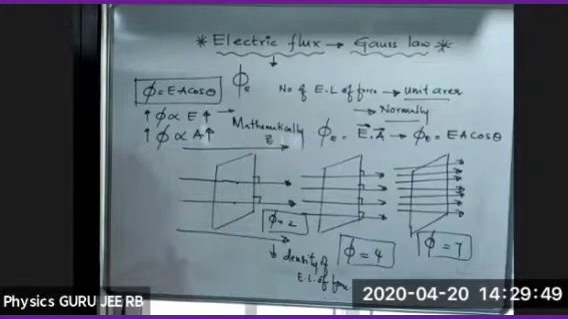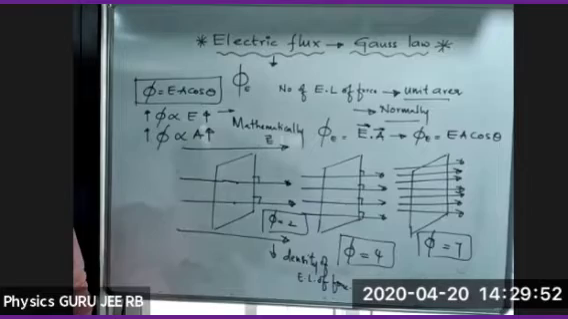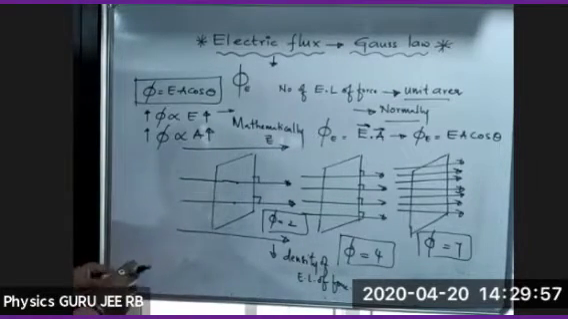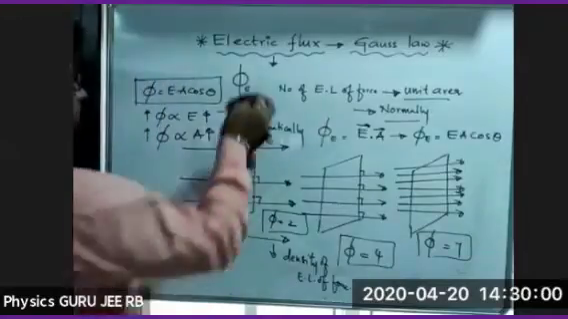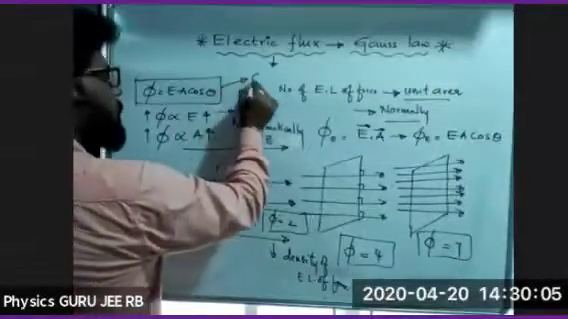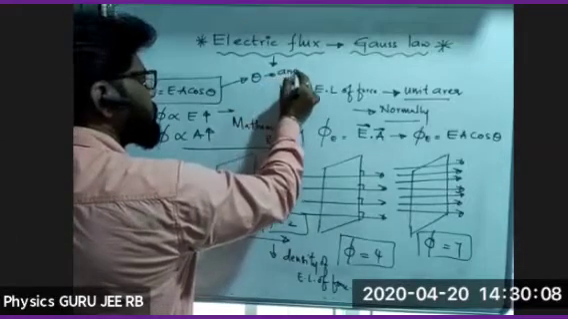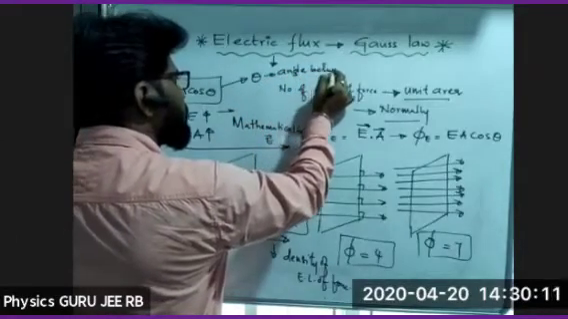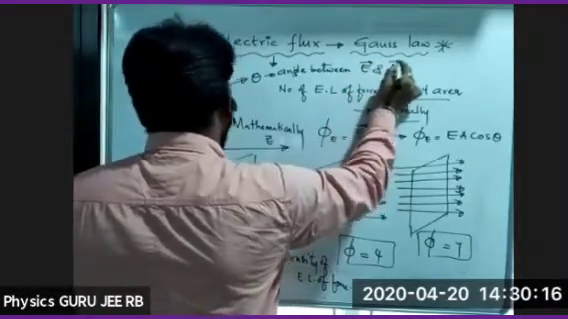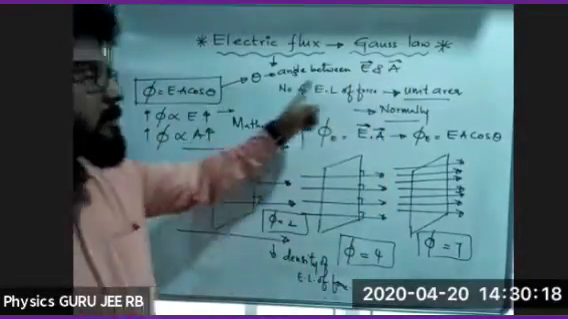Theta is the angle between E and A. Here you can include a point. What is theta? So theta is the angle between E and A. Theta is the angle between E and A.